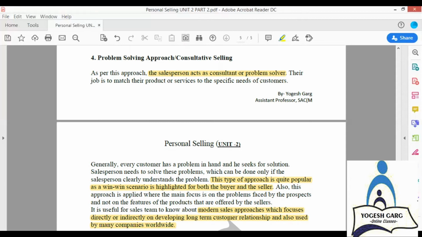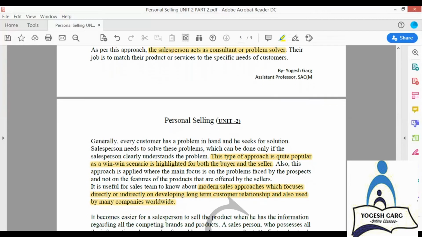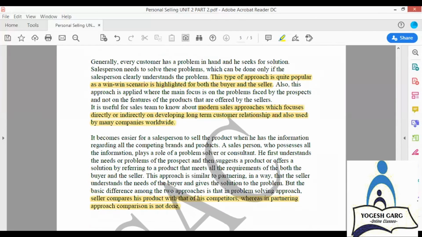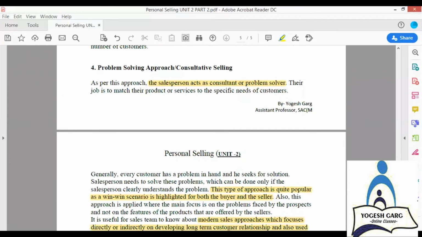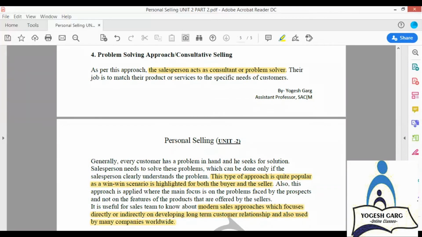In problem solving or consultative selling, the salesperson acts as a consultant. Generally, when someone is coming to you for any product, the buyer is not in a position where they know which company's product they need to buy.